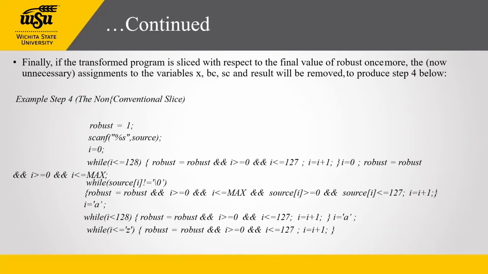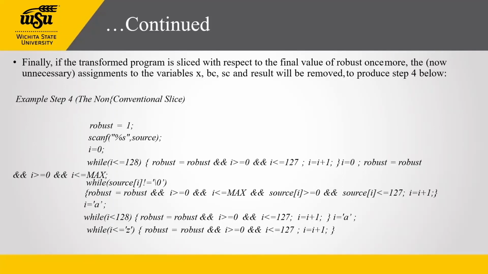With the robust value, I'll assign again the previous robust value with the logical AND operand with i greater than 0 till i less than the max value, and again I'll take the source array greater than or equal to 0, and the source array less than or equal to 127. After this expression is done, the value will be assigned to robust. Then I will increment the i value again, and I'll assign the i value the character A.